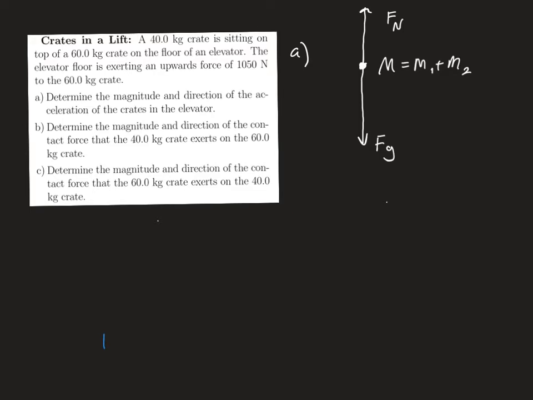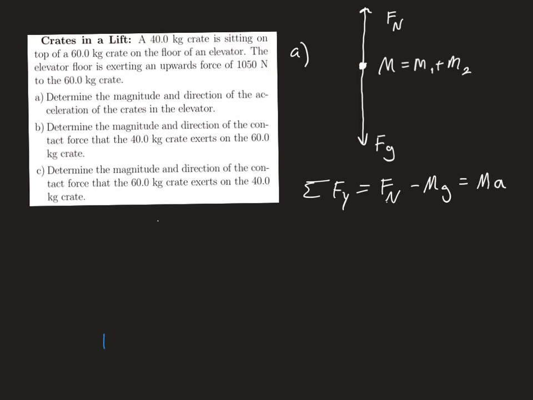Actually, at this stage, we don't care which crate is on the bottom. All we care is that the elevator is pushing on one of them. In fact, it's the 60 kilogram crate on the bottom. So this is just going to be a sum of all the forces in the y direction. We're not going to worry about the x direction because there's no forces in the x direction. And there's just two forces, the normal force pushing up, the gravitational force pushing down. Fn minus mg, where m is the total mass of both the crates together, is equal to the mass times the acceleration.